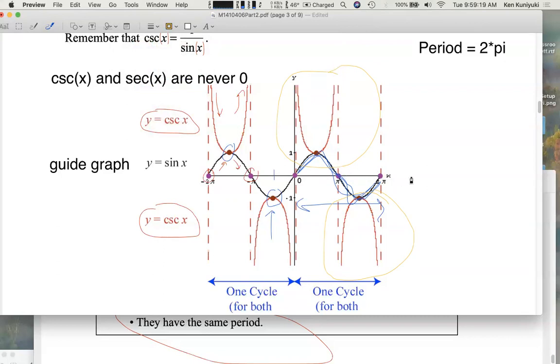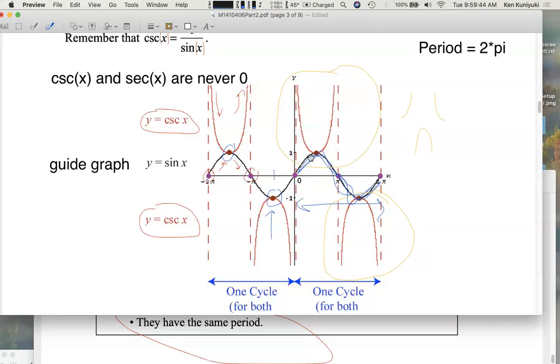So a full cycle for y equals cosecant of x must consist of an up u and a down u, and you must indicate the nearby VAs in the vicinity of the up u and the down u. By the way, you could pick up half an up u, a down u, and half an up u, this sad face, that also counts as a cycle.